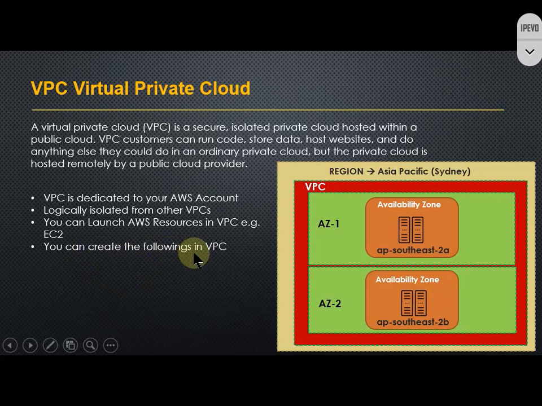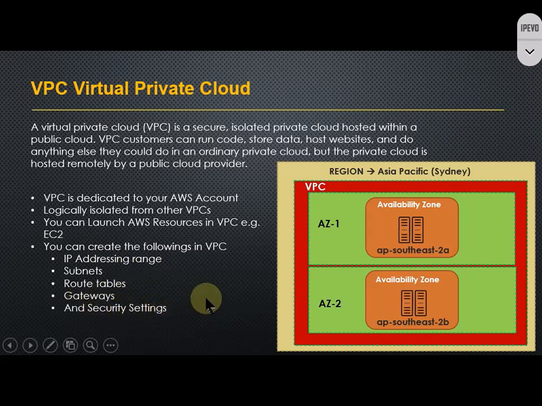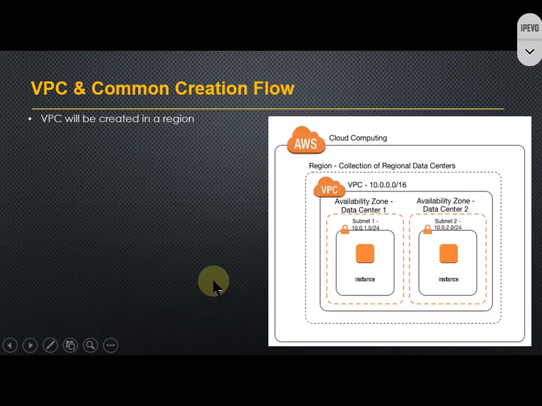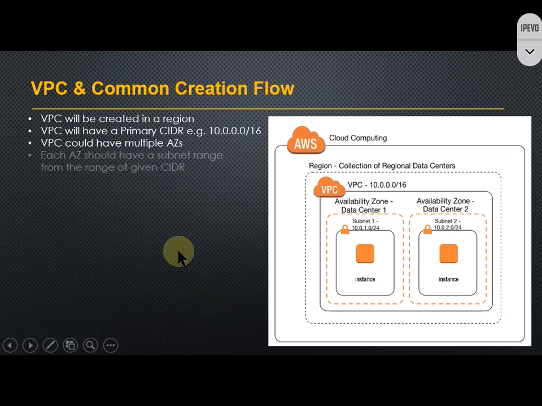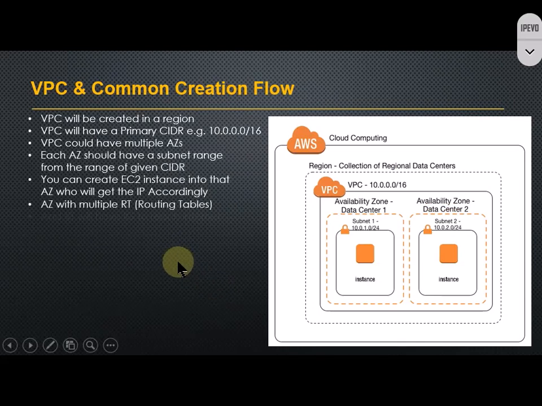Then you can create the following in a VPC: IP addressing range, subnets, route tables, gateways, and security settings, which we are going to cover in a lot of detail in a subsequent lab. Let's head over to the next slide, which is talking about the VPC and common creation flow. This has to do with what steps I will go through when I'm doing the lab.